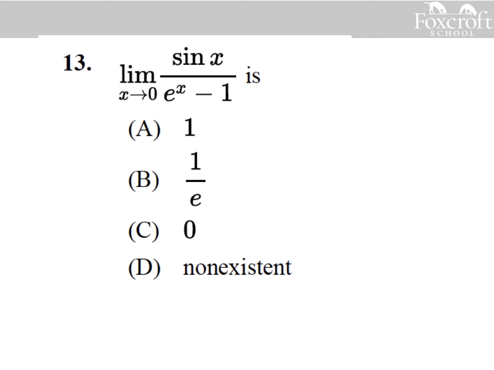All right, find the limit of this. Again, whenever you're doing a limit, the first thing you want to do is try to plug in 0. So sine of 0 is 0, and e to the 0 is 1, so we get 0 over 0. And whenever you get 0 over 0 or infinity over infinity, you're going to use L'Hopital's rule.